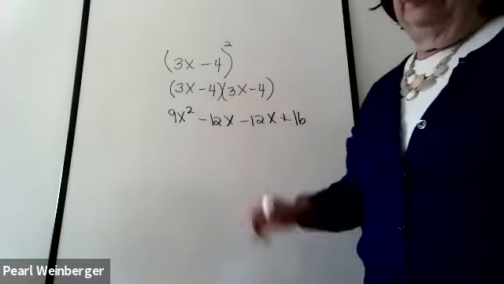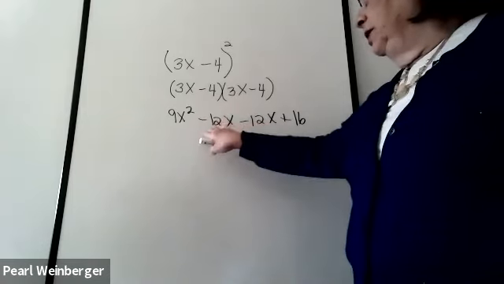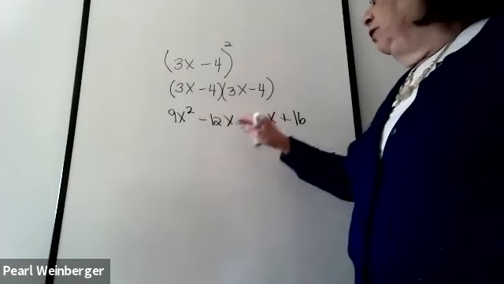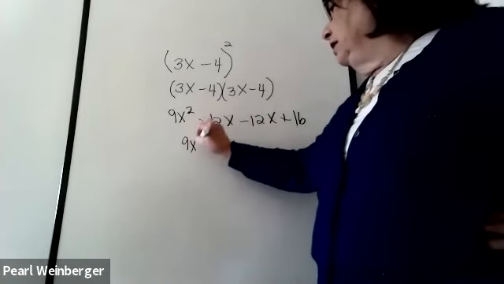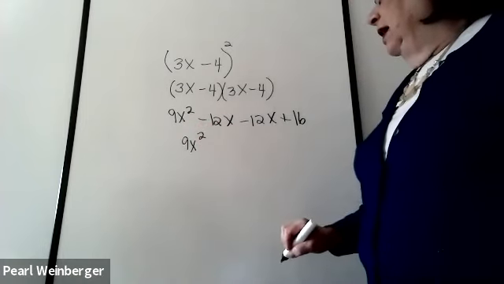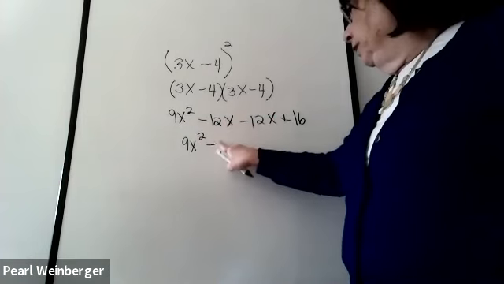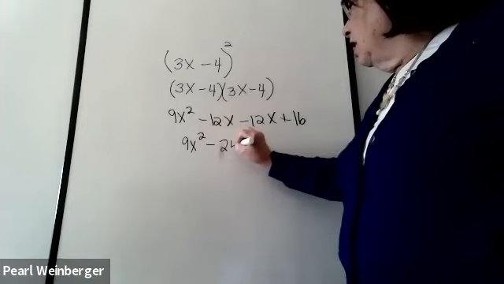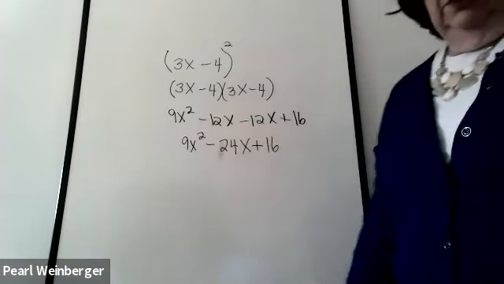Don't forget, be very careful with those signs. And again, we have the two middle terms, the inner and the outer, combining. -12x and -12x is -24x. So your final answer is 9x squared minus 24x plus 16. Okay.